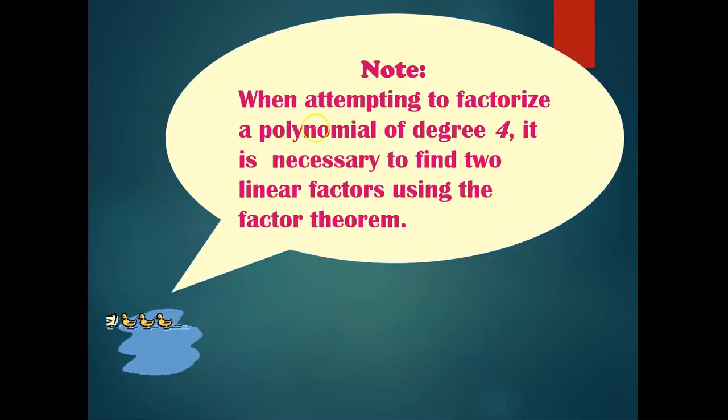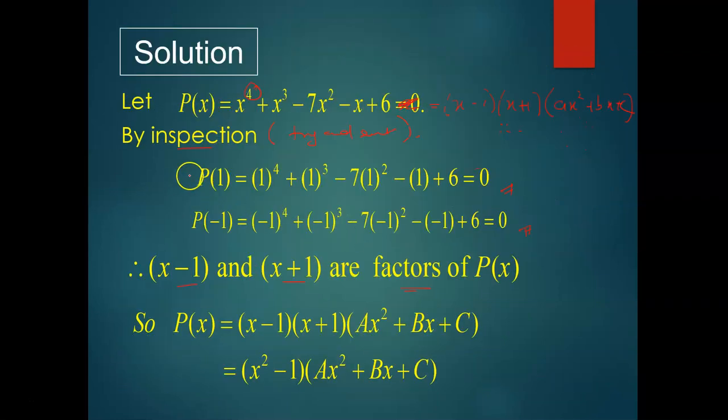Okay. So this one you must take note when attempting to factorize a polynomial of degree 4. It is necessary to find two linear factors using the factor theorem. Macam begini kan, in this case they find two. Dia buktikan ada dua factor yang dia jumpa, then easily. Because after you take out two brackets ini, you left only a quadratic, so senang.